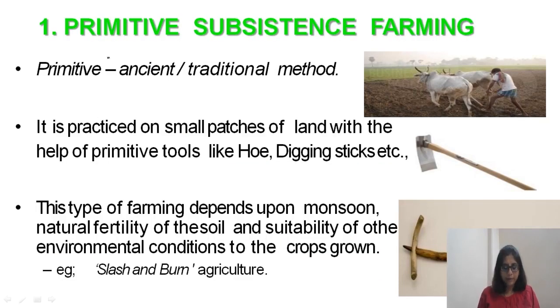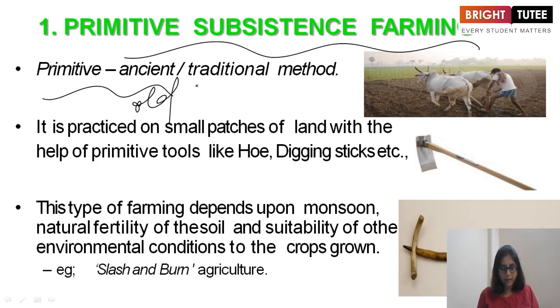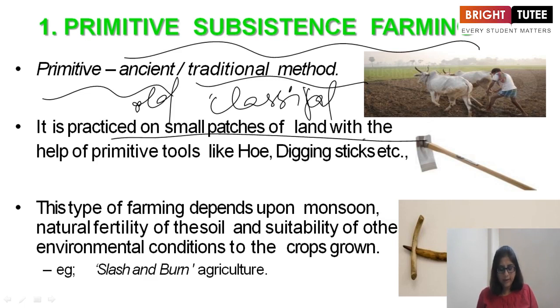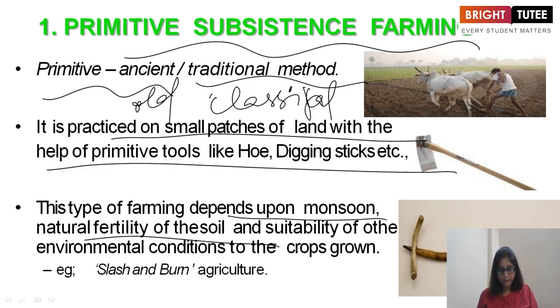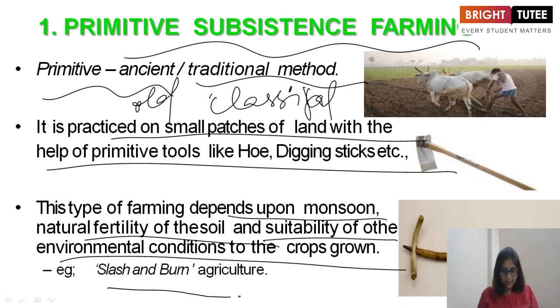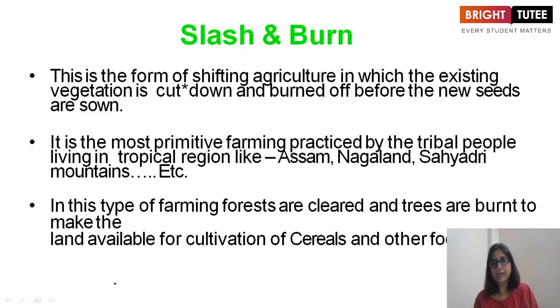Now what is primitive subsistence farming? Primitive means ancient, the old one, traditional, classical one. That means the old methods. It is practiced on small patches of land with the help of primitive tools like hoe, digging sticks, etc. And this type of farming depends upon monsoon, natural fertility of the soil, and the suitability of other environmental conditions to the crop grown, and that is called slash and burn agriculture.